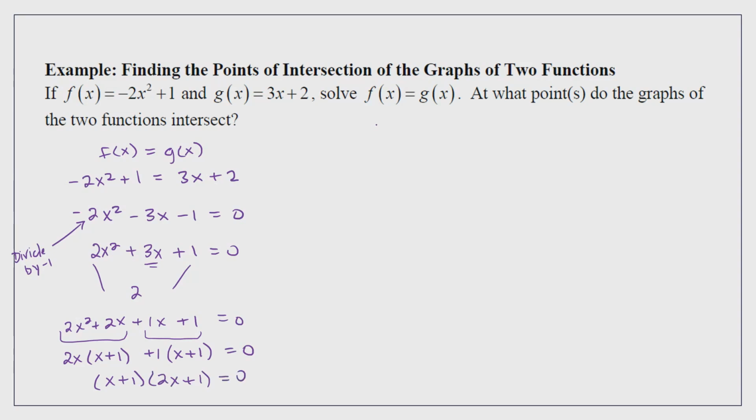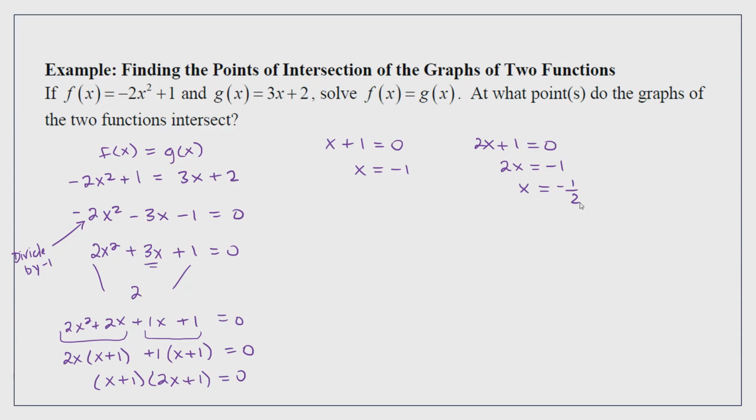Okay. So now that it's in factored form, I can use the zero factor property, and I can set each factor equal to 0 and solve for x. So x plus 1 equals 0 is the first one, which gives me x equals negative 1. And then 2x plus 1 equals 0 is the second. Solving for x, I get x equals negative 1/2.